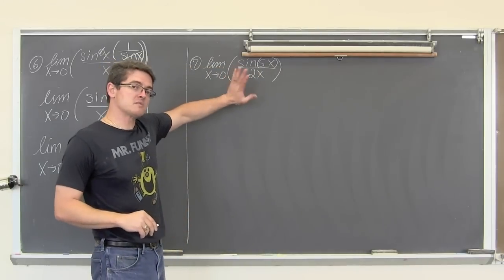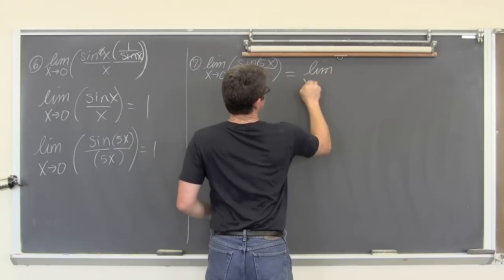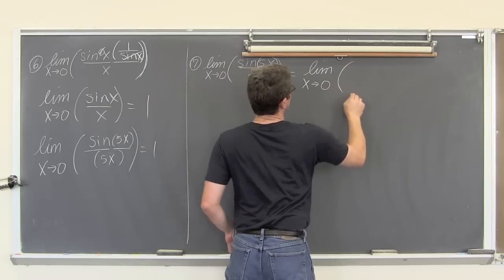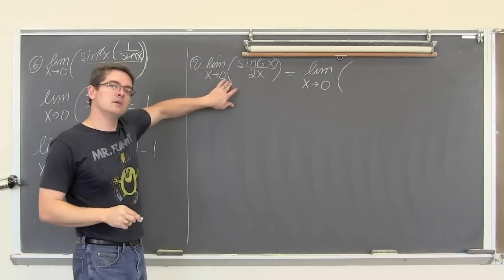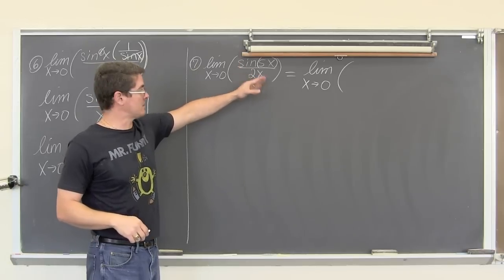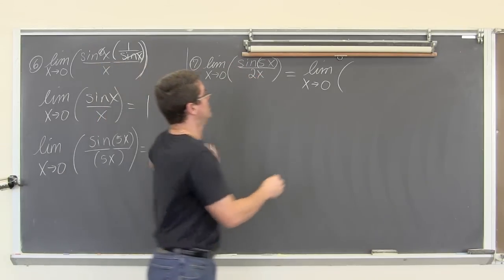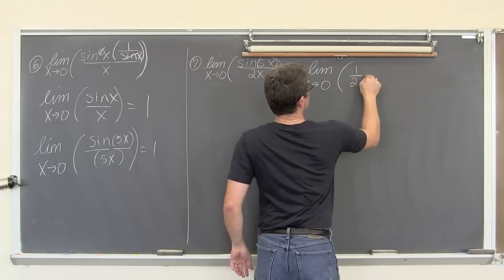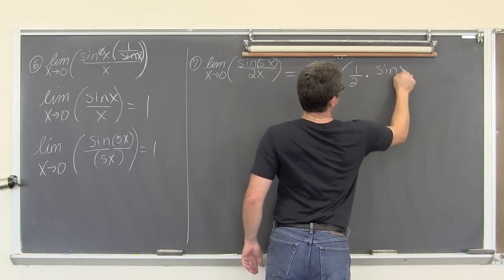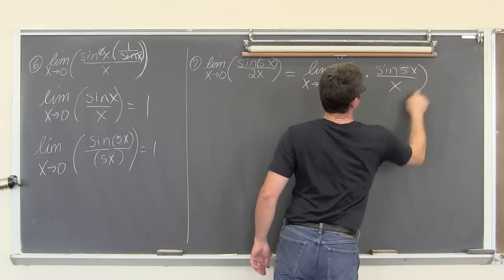So what I'm going to do is I'm going to expand this out and get the limit as x approaches 0 of, I'm going to take that 2 out of the denominator, and it's 2 times x, and it's a factor, so I can pull it apart and get 1 over 2 times the sine of 5x over x.